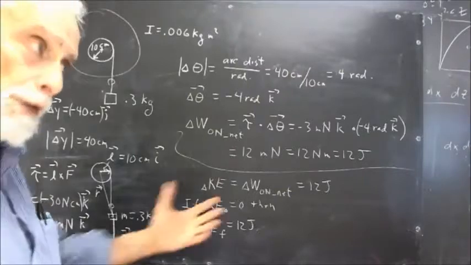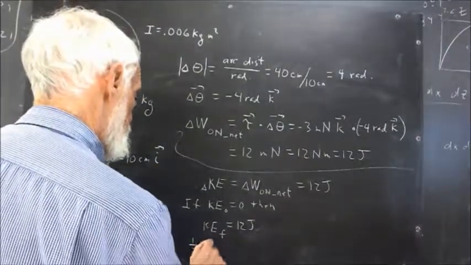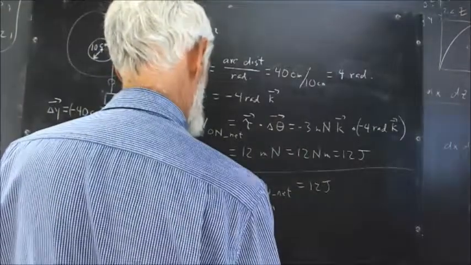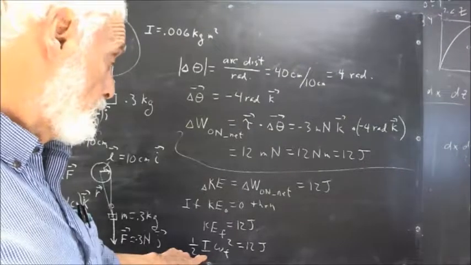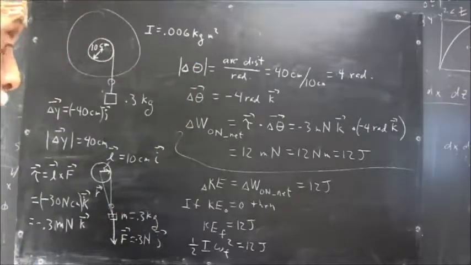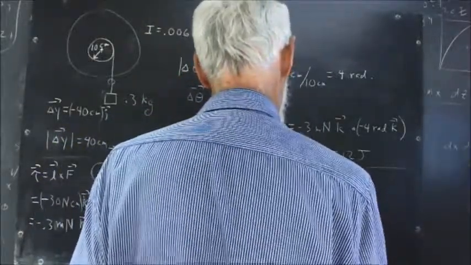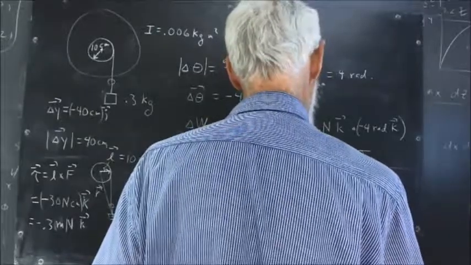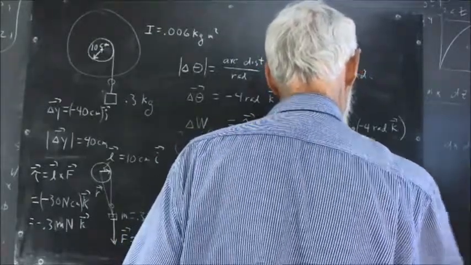Okay, what can we do with that? You should think. Okay, gave you a chance to think. Final kinetic energy, of course, is 1/2 I omega F squared. That's our 12 joules. I is 0.006 kilogram meters squared, so omega F is the square root of 2 times 12 joules divided by the moment of inertia, which is 0.006 kilogram meters squared.